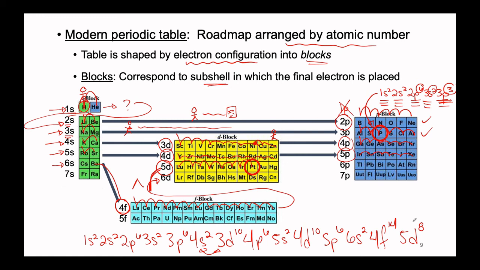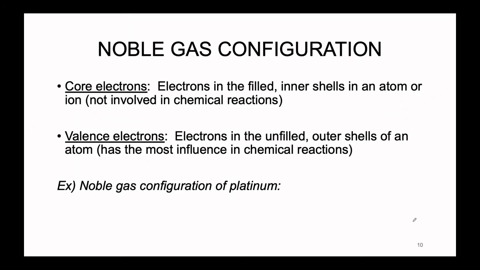That took a long time though, didn't it? I mean, that was a long electron configuration. So is there a shorthand of the shorthand of the shorthand that we can write? Oh, you know that there is. We call these noble gas electron configurations.